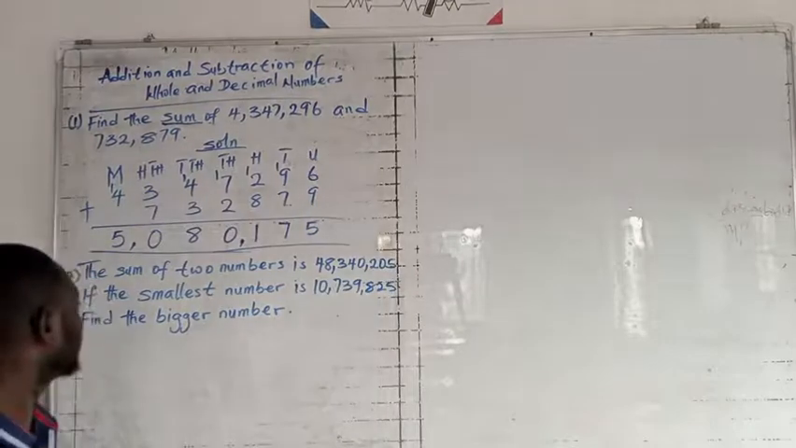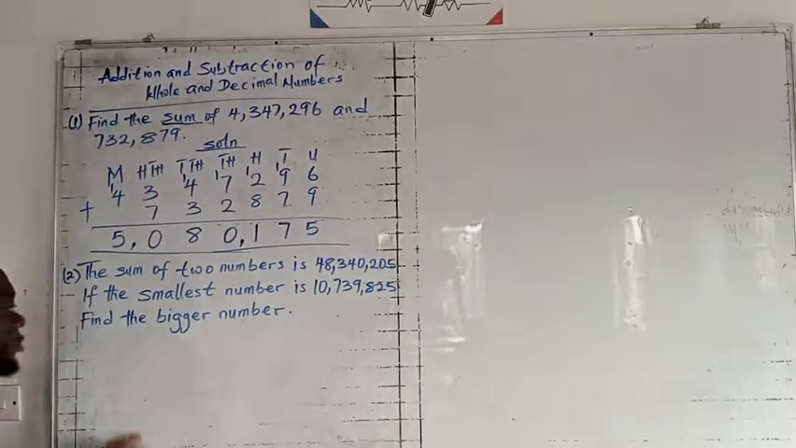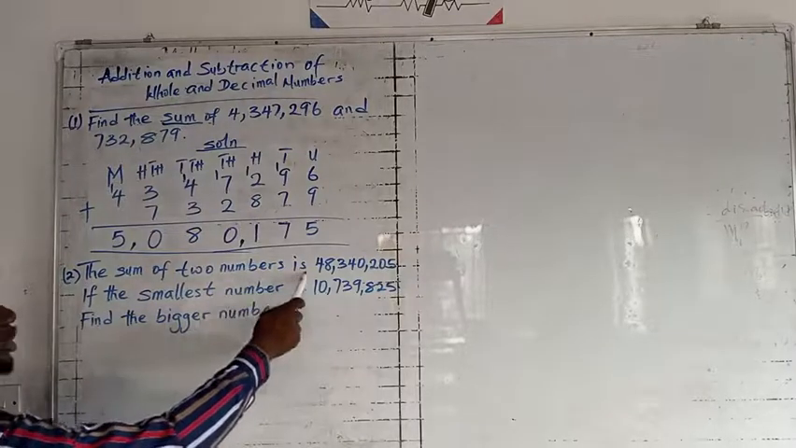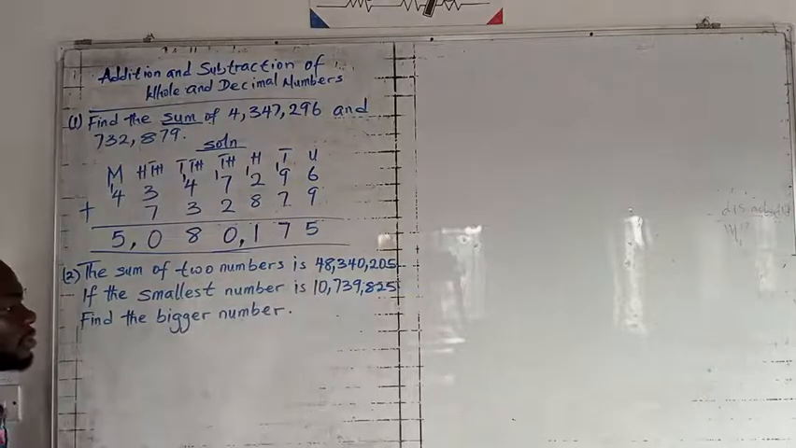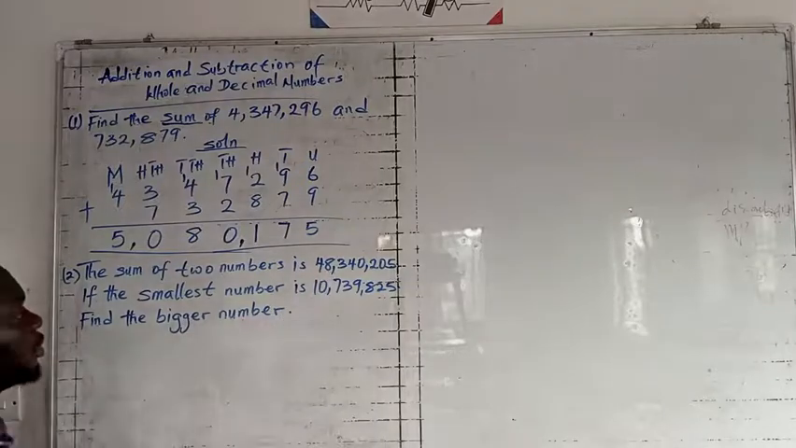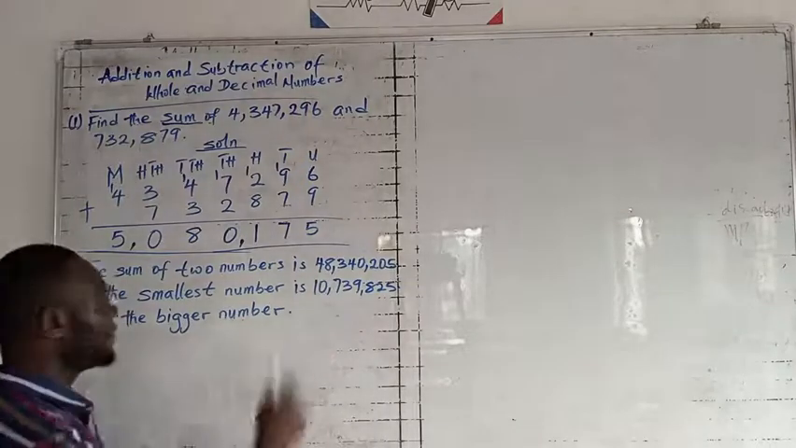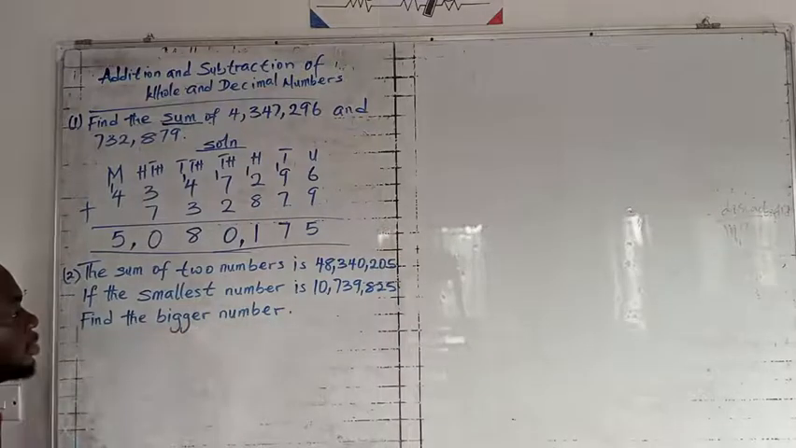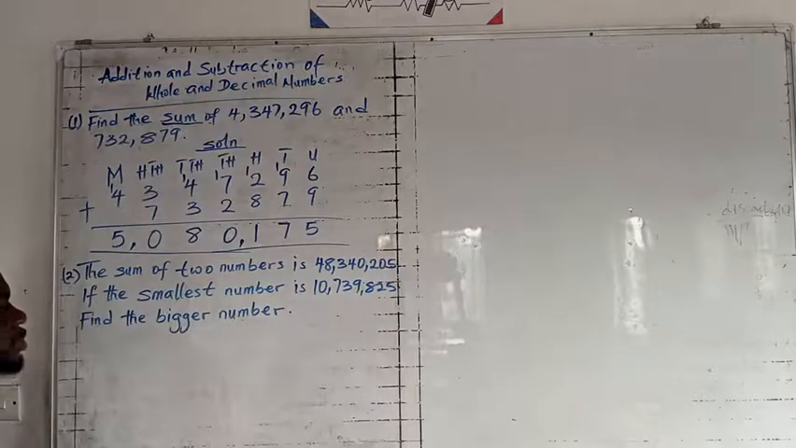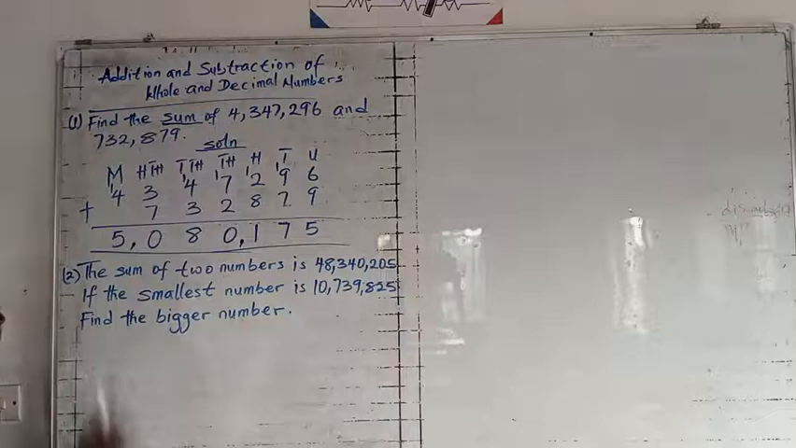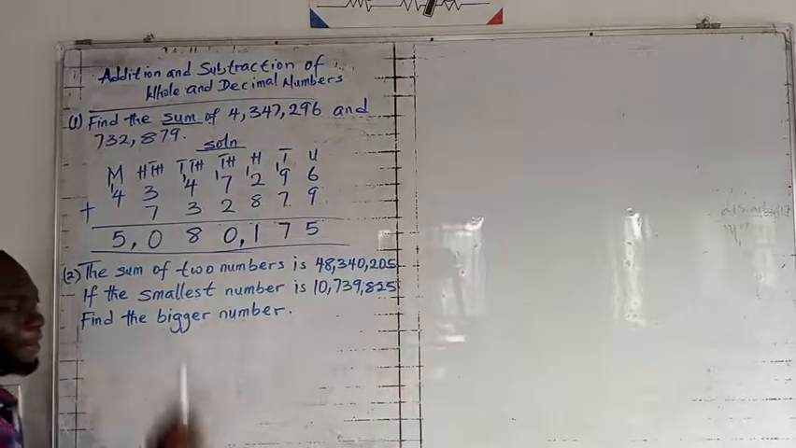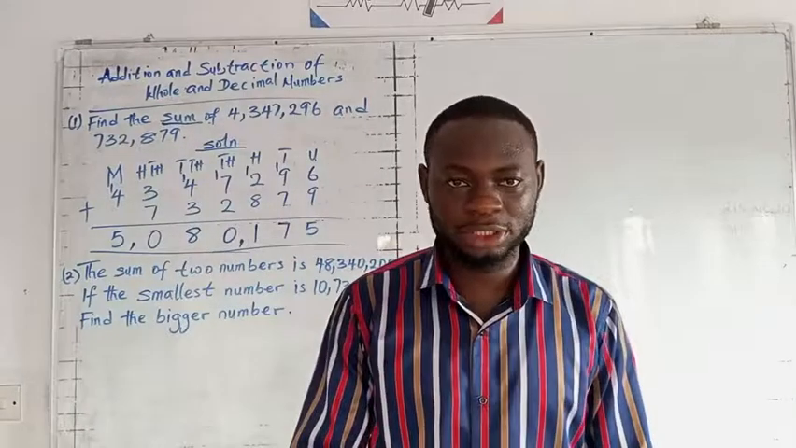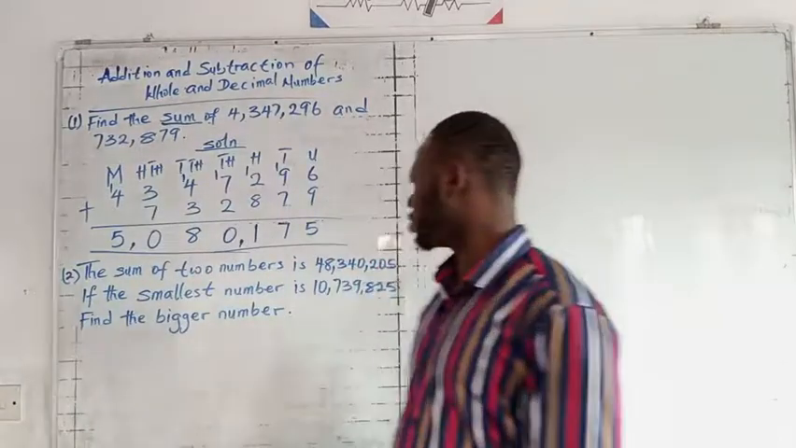All right. Let's read the question again. The sum of two numbers is 48,340,205. If the smallest number is 10,739,825, find the bigger number. What do you think the question is talking about? Addition or subtraction? It has already given us two numbers.